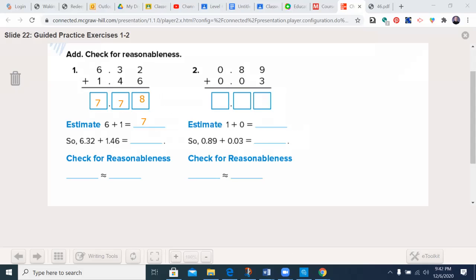We got 7.78. And is 7.78 close to 7? I would say it's close enough, yeah. Now we got another one, 89 hundredths and 3 hundredths. Notice the decimal points are lined up. This is close to 1, this is close to nothing. So our answer should be around the area of 1.